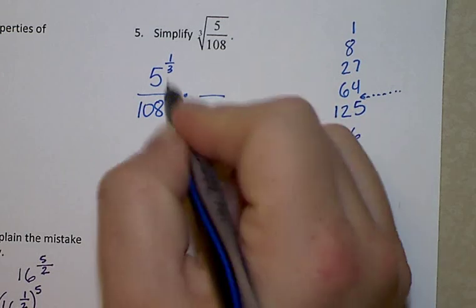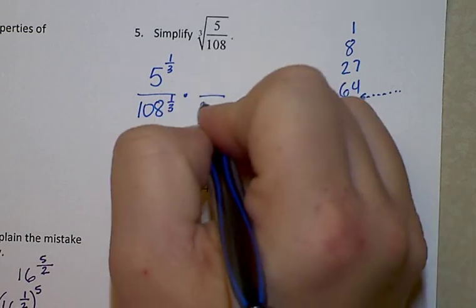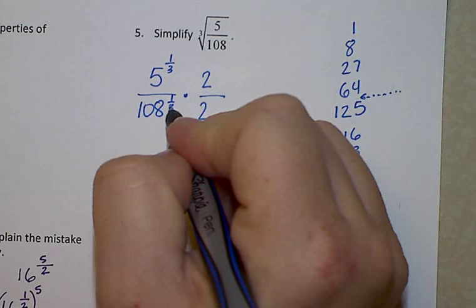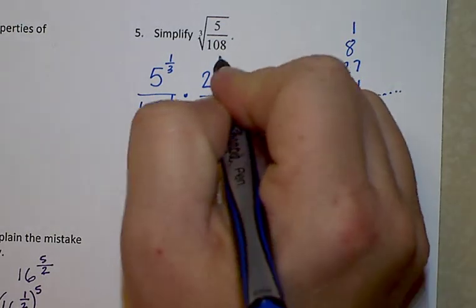So I'm going to multiply by this fraction, 2 in the top and bottom, and you have to insert the same rational exponent.